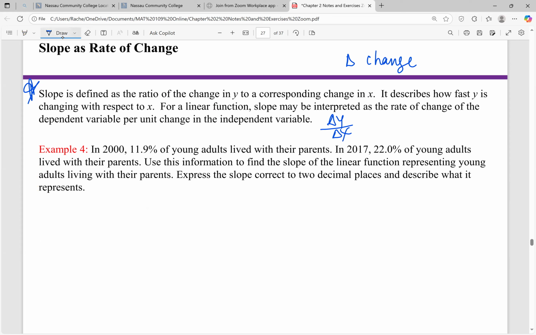In 2000, 11.9% of young adults live with their parents. In 2017, 22% of young adults live with their parents. Use this information to find the slope of the linear function representing young adults living with their parents. Express the slope to 2 decimal places and describe what it represents. So we're going to explain it in the context of this problem.